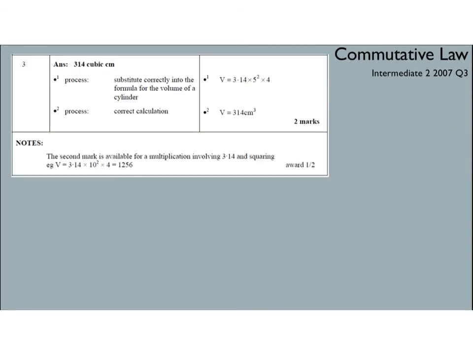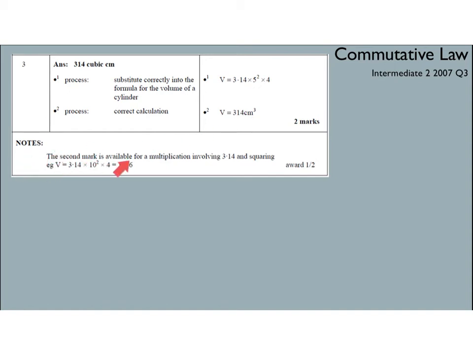Okay, this slide here shows what you get the marks for again. Number 1 is for doing the substitution correctly: 3.14 times the 5 squared times the 4. So you get a mark just for writing this bit out here. Number 2, get your correct answer: 314 centimetres cubed.